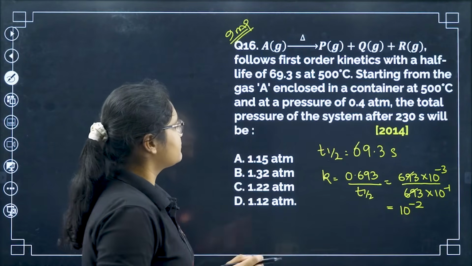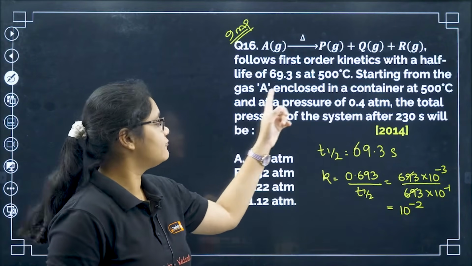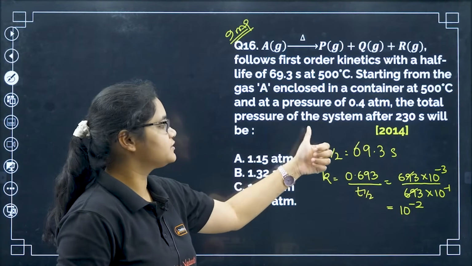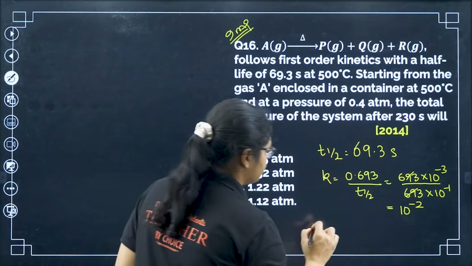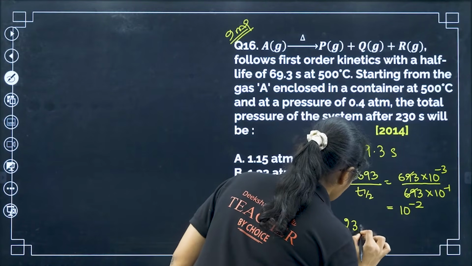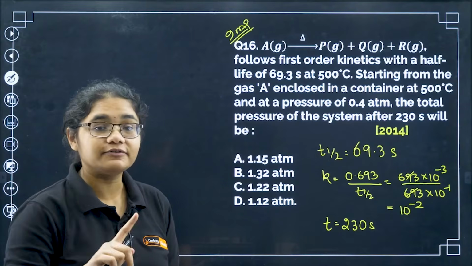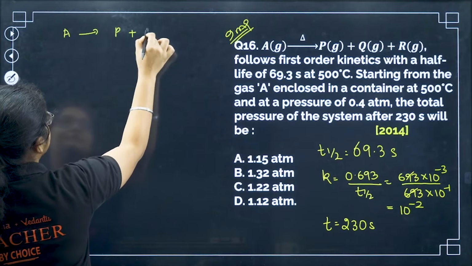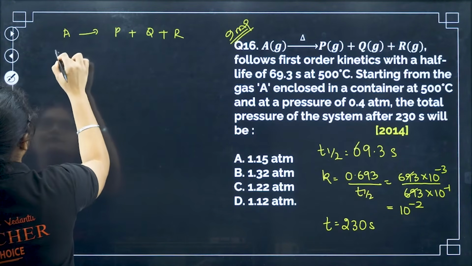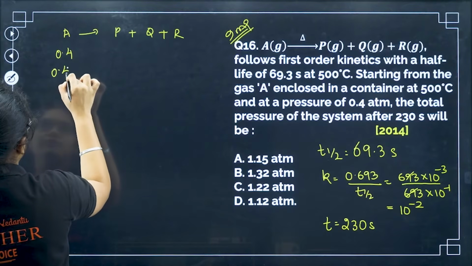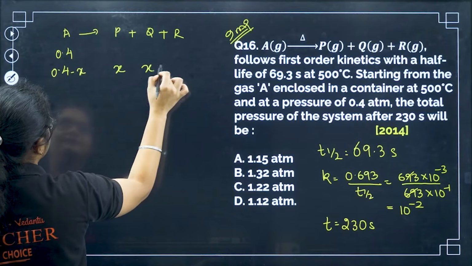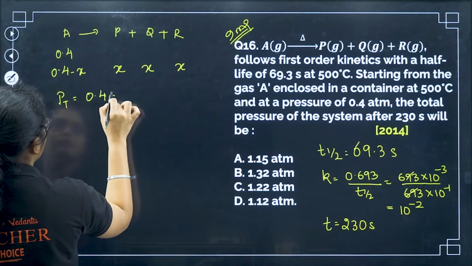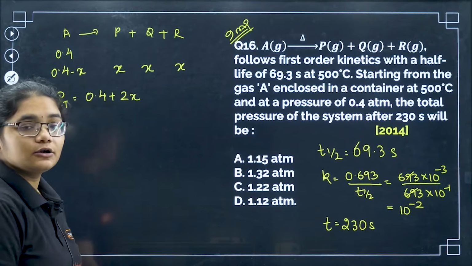Now, starting from the gas A enclosed in a container at 500 degrees Celsius and at pressure of 0.4 atm, the total pressure of the system after 230 seconds will be? So we have to calculate the total pressure after 230 seconds. So you have A here, which gives P plus Q plus R. Here I have 0.4 pressure. Now 0.4 minus X, X, X and X. What is the total pressure here? Total pressure here is 0.4 plus 2X. Okay, that is the total pressure.